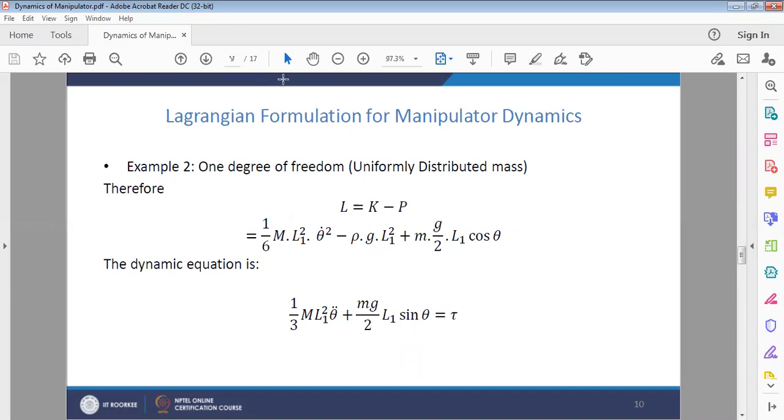Yeah. So this is the torque equation for the second problem. So you compare this torque equation with the previous problem. So the difference: here it is 1/3 m L1 square theta double dot plus mg by 2 L1 sin theta. So this is the torque. Okay. So let's go to the next problem.